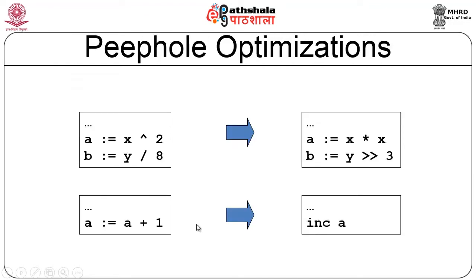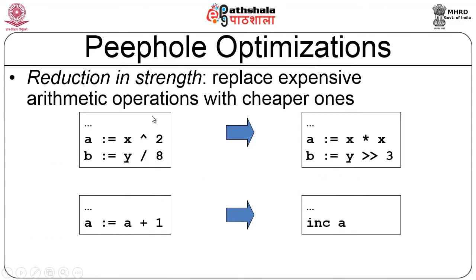The next one is algebraic simplification, and this is in the context of use of machine idioms. So, algebraic simplification and use of machine idioms. So, reduction in strength is what is done here. A is equal to x power 2 and B is equal to y divided by 8. Now, x power 2 is nothing but x into x. I am replacing power computation by a simple multiplication, and this is y divided by 8. Now, division by 8 is nothing but right shifting by 1 position. Dividing by 2.